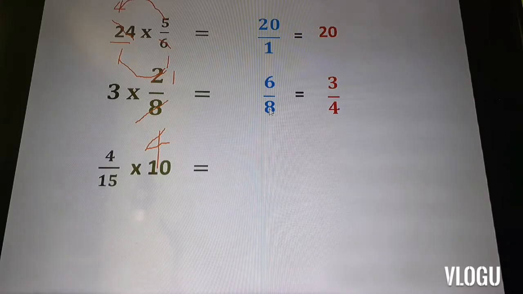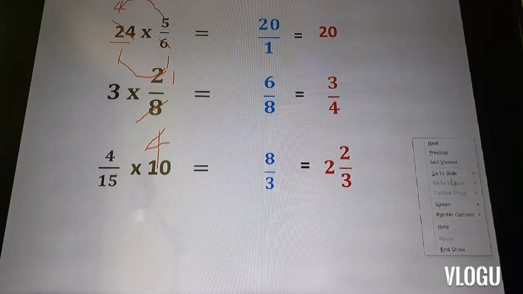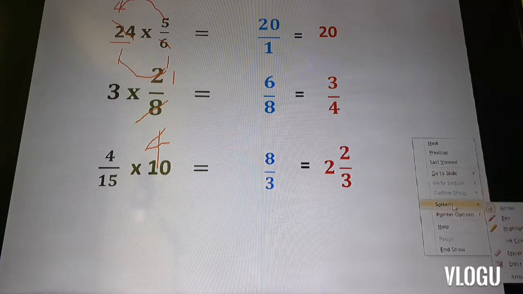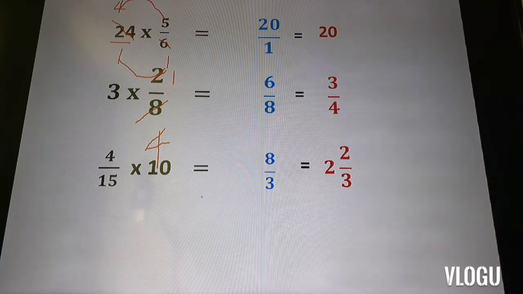For my third example, I have 4 over 15 multiplied by 10. So let me give you my partial answer. That is equals to 8 over 3, and which is also equivalent to 2 and 2/3. But how is it being done? Let me give you some pointers on how we found the final answer, which is equals to 2 and 2 over 3.